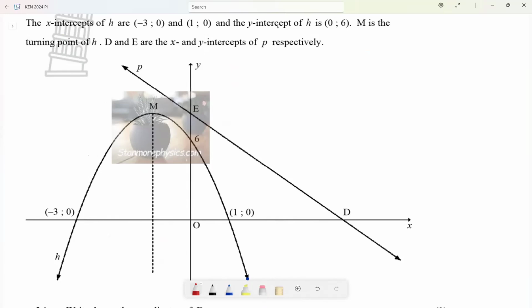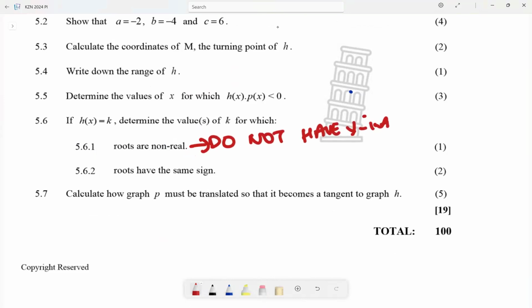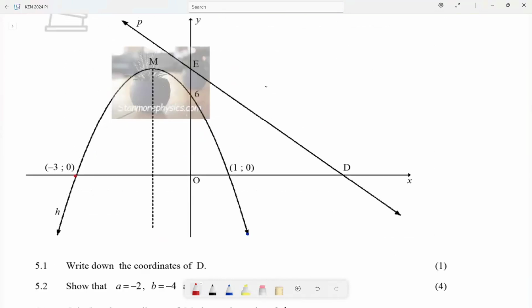Okay, now we say the roots are non-real when you do not have an x-intercept. So we do not have the x-intercept. Can you see now in this case we have an x-intercept, right? So what can I do to the graph such that, let me redraw the graph.